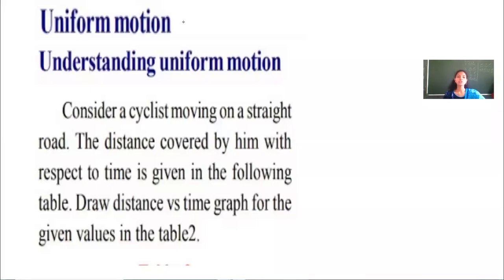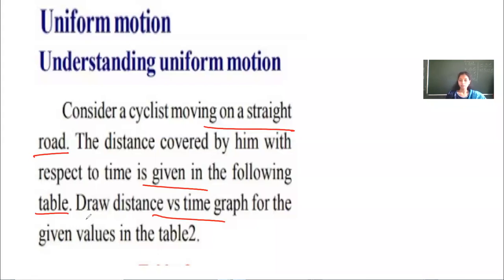See here, uniform motion. First of all, consider a cyclist moving on a straight road. The distance covered by him with respect to time is given in the following table. So we have to draw a distance versus time graph for the given values.